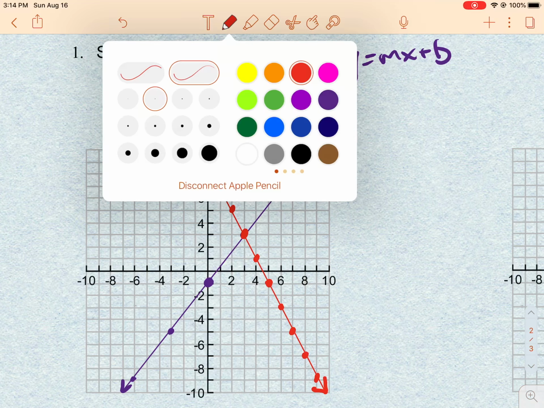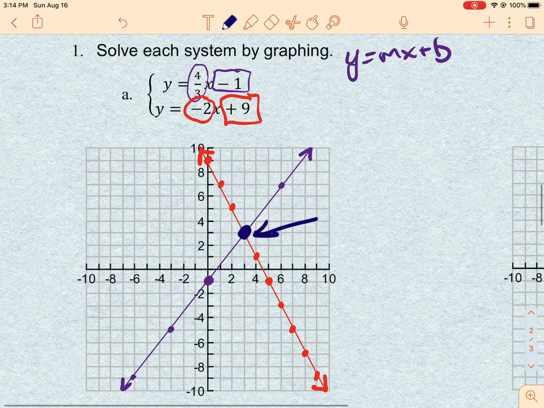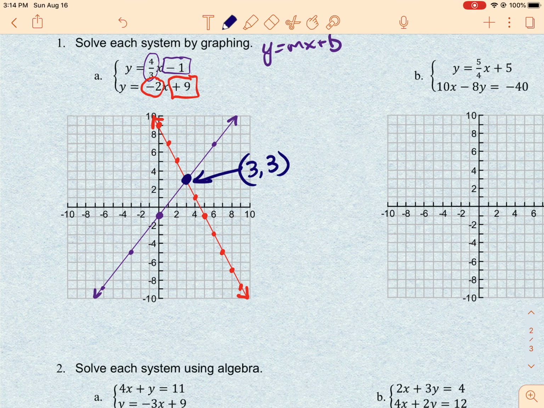And then the whole question here says solve each system. So we want to know, what is the solution? The solution is where those two lines intersect. So if we look right there, it's at the point 3, 3. So our solution is 3, 3. That's saying that that point is true for both of those lines. If you plug in 3 for x, 3 in for y, they both check out.